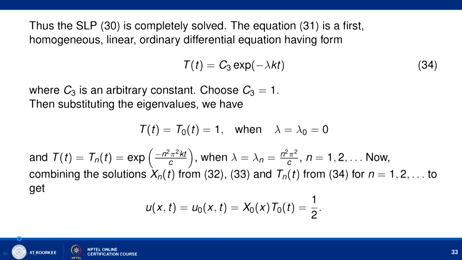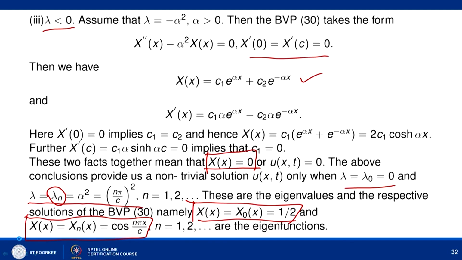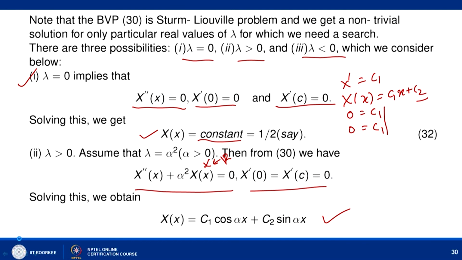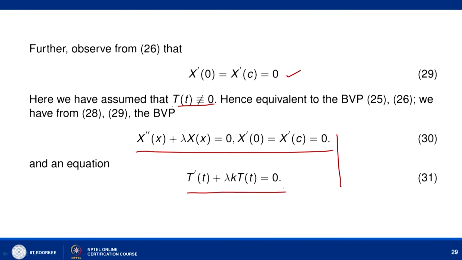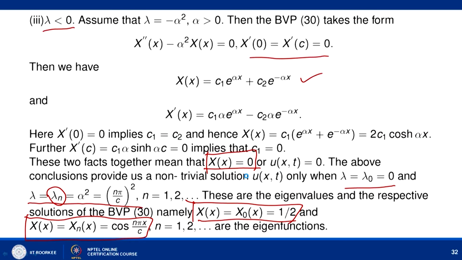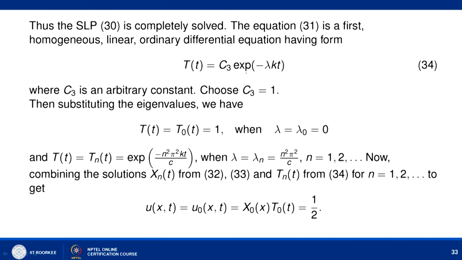Now solve the other part, that is in terms of T of t. The problem we have here is T dash t plus lambda k T t equal to 0. Here you already know lambda, and k is already given because the material is given. This is a simple first order ordinary differential equation, and the solution is T t equal to c3 exponential of minus lambda k t, where c3 is an arbitrary constant. Let us assume that c3 is equal to 1. If you do not assume it, you can also write it, but for simplicity I am taking c3 equal to 1. Then we substitute the eigenvalues.